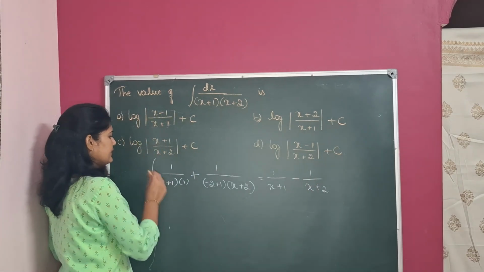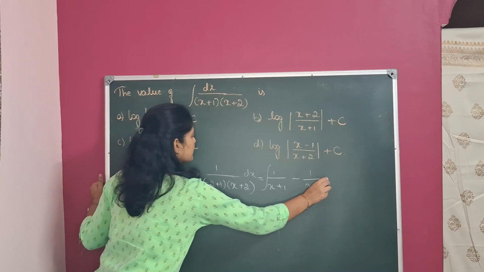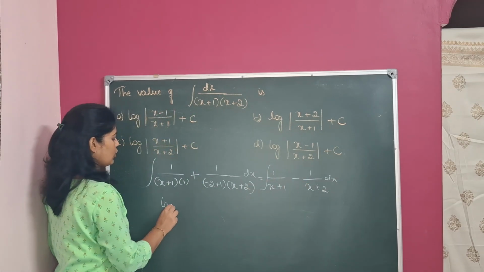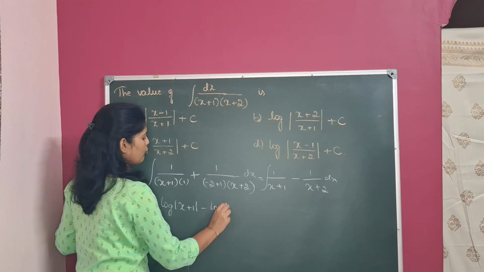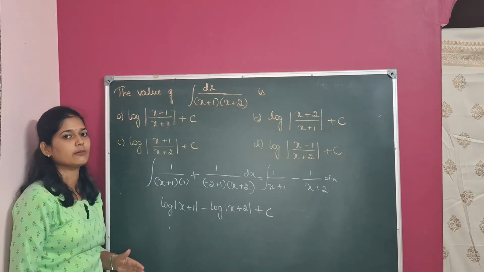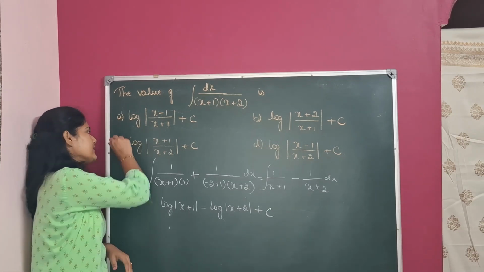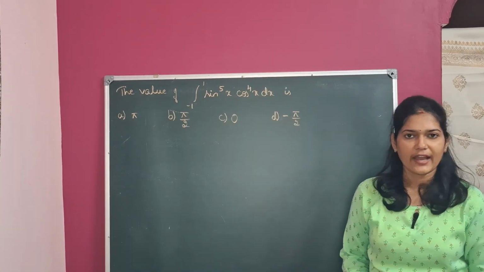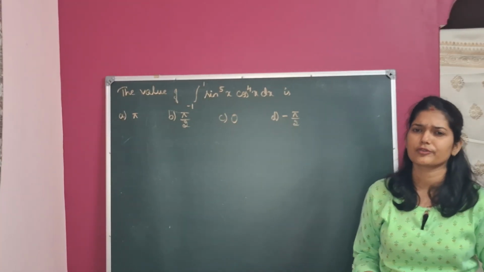Now, if we integrate this function, the integral will be log of mod x plus 1 minus log of mod x plus 2 plus c, which is nothing but log of mod (x plus 1) divided by (x plus 2) plus c. That is option C. So we have an integral from minus 1 to 1 of sin power 5x cos power 4x dx.